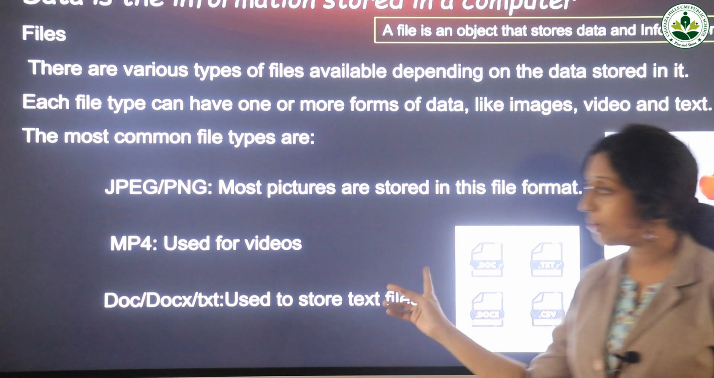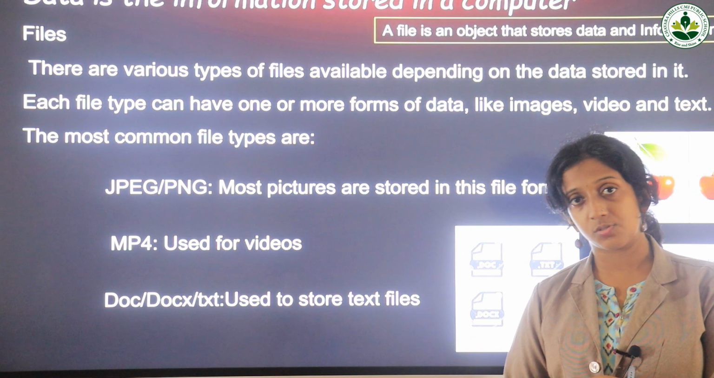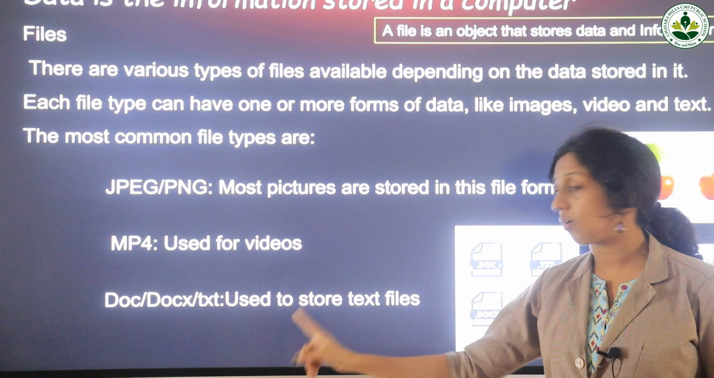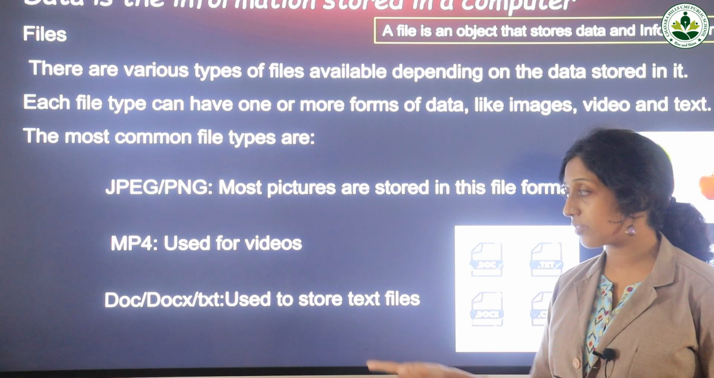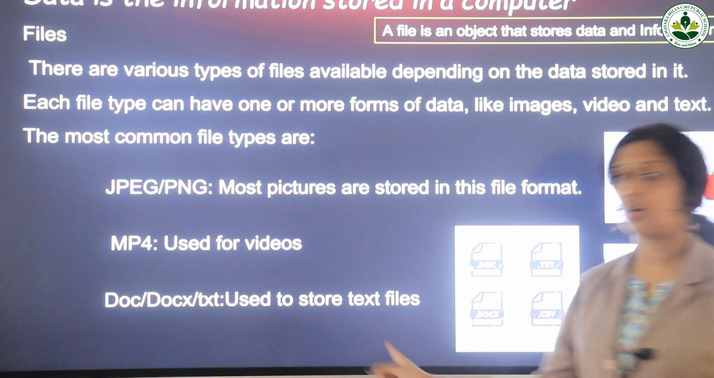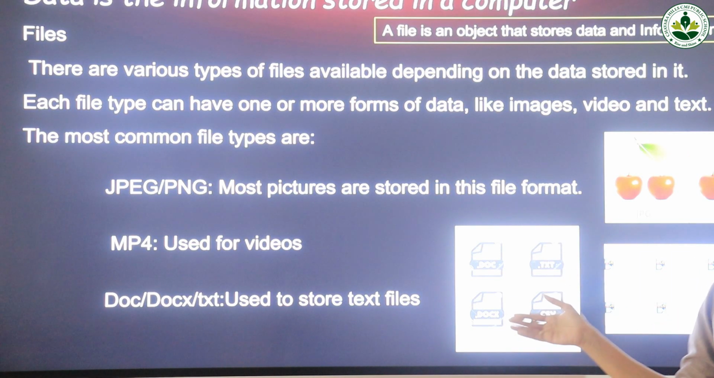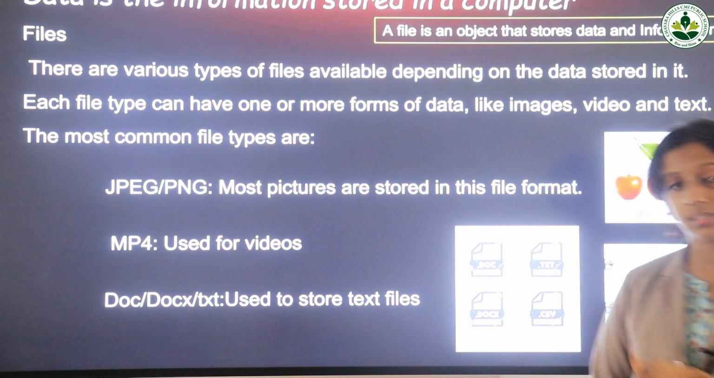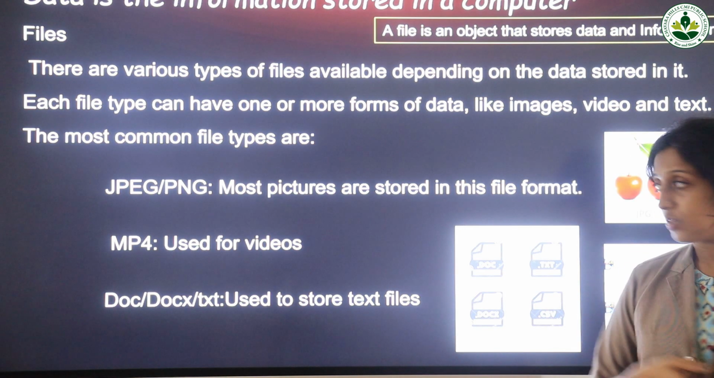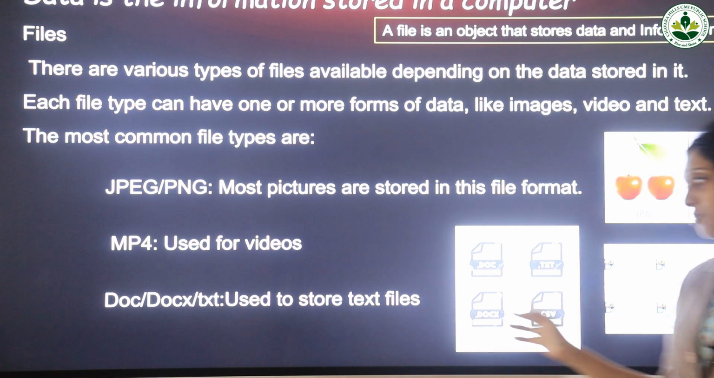And next is MP4. MP4 is used for videos. Next is DOC, DOCX or TXT. These types are used to store text files. So the most commonly seen files in our computers are JPEG or PNG, which are used to store images, MP4, which is used to store videos, and DOC or TXT, which are used to store text files.